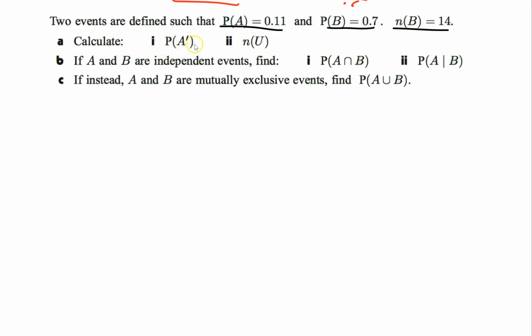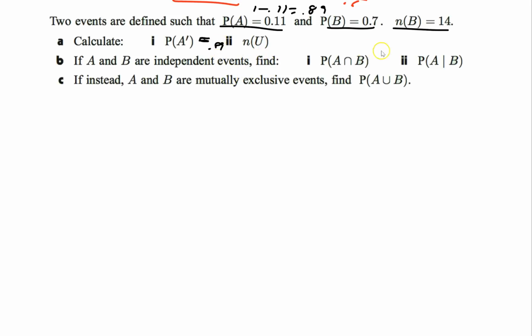So first I want you to find the probability of A not, right? Remember that's just everything that's not in A. So that's just 1 minus that. So 1 minus 0.11, 0.89. So that's A not, or not A. The number in the universe?